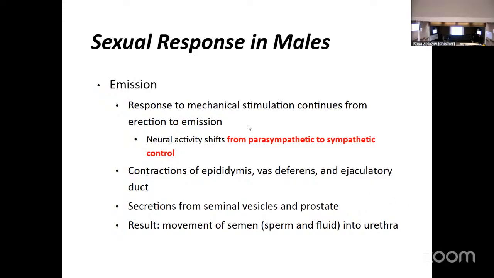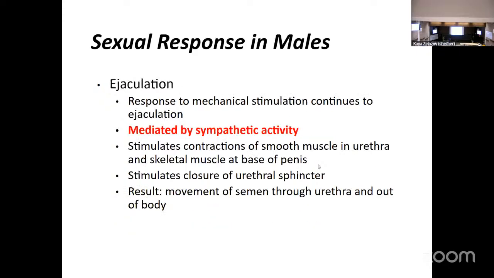So ultimately, during this emission phase, this kind of in between, is when we have the sperm combining with the fluid from those glands, heading towards and into the urethra. In ejaculation is when we have it actually released out of the body. So we've moved all the stuff, the sperm, the fluids into the urethra. They're not out yet. During ejaculation, they're going to exit. So this is happening through the action of the sympathetic branch of the autonomic nervous system.